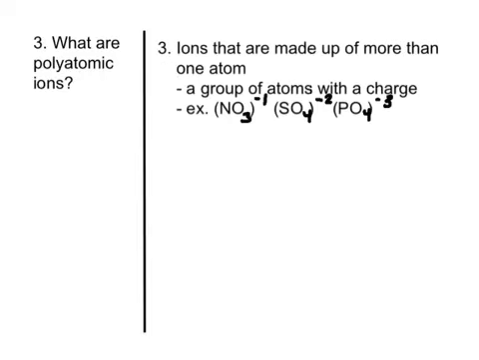So these polyatomic ions are ions that are made up of more than one atom. So basically what they are is a group of atoms with a charge. Let's take a look at 3 examples from our list. We have nitrate, which is NO3, and basically it is a nitrogen covalently bonded with 3 oxygens, and together they have a -1 charge. The second one is called sulfate. Sulfate is a sulfur atom covalently bonded with 4 oxygen atoms to have a -2 charge. And our last one here is phosphate, which is a phosphorus atom hooked up with 4 oxygens to make a -3 charge.